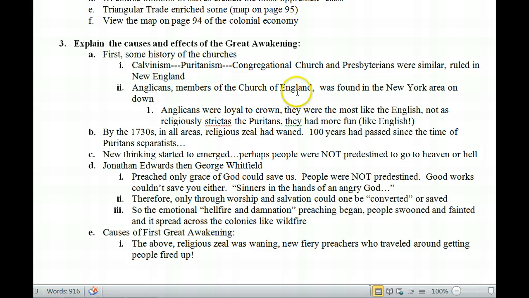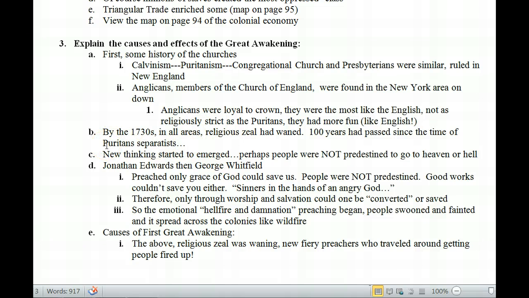Anglicans, members of the Church of England, were found, let's get the correct grammar here, in the New York area on down. Anglicans were loyal to the crown in England. They were most like the English, not as religiously strict, nearly nobody was, as the Puritans, but they had more fun, like the English. And again, these were all found in colonies, not based on religion.